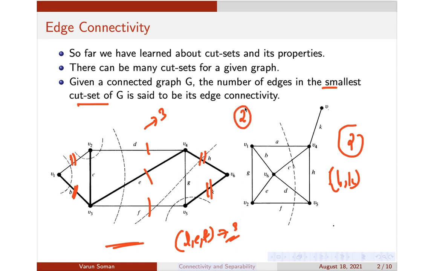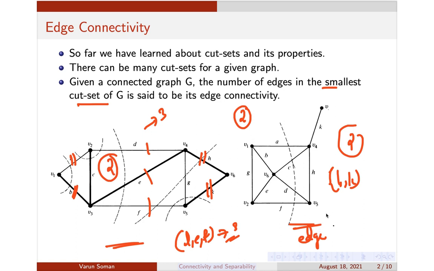There are also cut sets with 3 elements, but that is not the edge connectivity. You are going to take the cut set with the minimum number of elements. The number of edges in that minimal set is called the edge connectivity. So the edge connectivity of this graph is 2. Similarly, can you look at this graph and tell me what is the minimal edge set, or what is the edge connectivity of this graph? If you look at this graph, what is the edge connectivity?